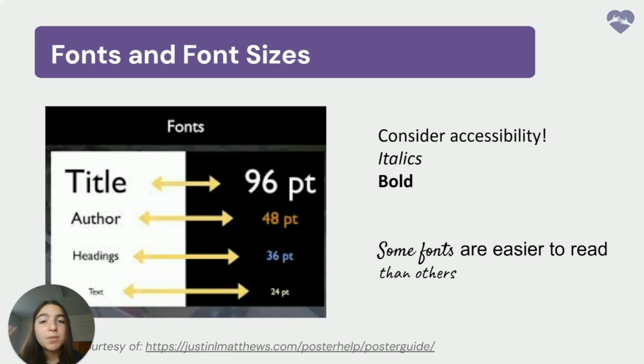When you make your poster, also consider accessibility. Italics can be hard to read sometimes, so if you want to emphasize a point, consider bolding and/or underlining it instead. Some fonts are easier to read than others. Avoid anything too frilly, including cursive, or small, like handwriting-inspired fonts. Calibri, Arial, and Times New Roman are great options for poster fonts.